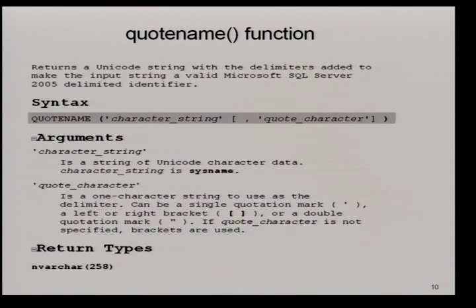In T-SQL, SQL Server provides two functions which will be of use to us. The first one is the QUOTENAME function. QUOTENAME is mainly designed for preparing delimited identifiers. It's pretty simple. It adds the beginning delimiter and it also adds the ending delimiter. And any occurrences of the delimiting character, it doubles them up.